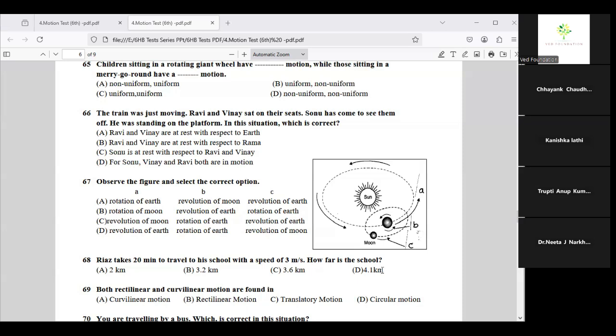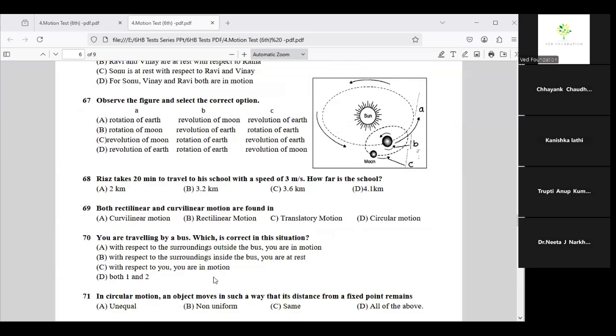68. Riyash takes 20 minutes to travel to his school with the speed of 3 meter per second. How far is the school? Okay, in 1 second, 3 meter. 20 minutes means 20 into 60, 1200 seconds. So distance traveled in 1200 seconds is equal to 1200 into 3, 3600 meter, means 3.6 kilometer. Correct answer of 68 is option C, 3.6 kilometer.